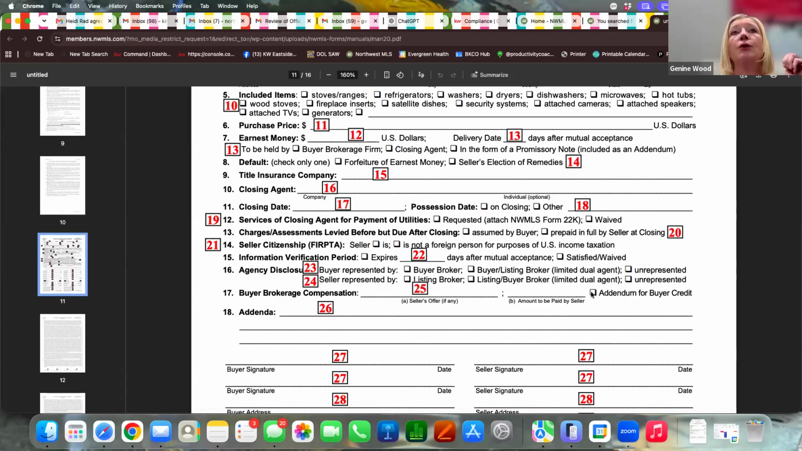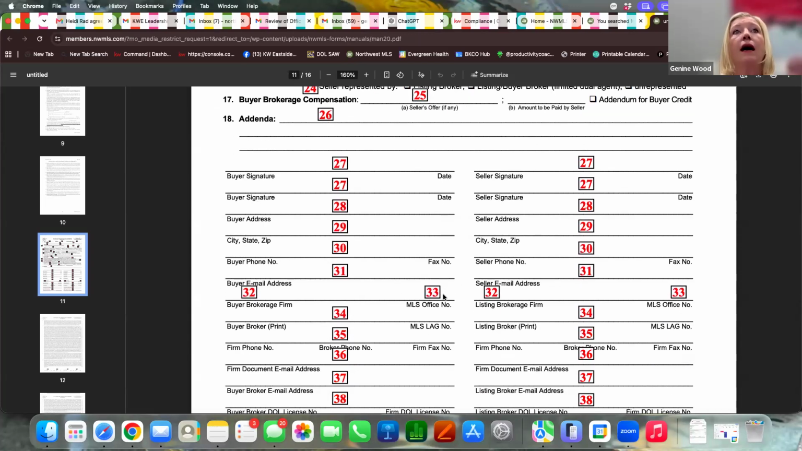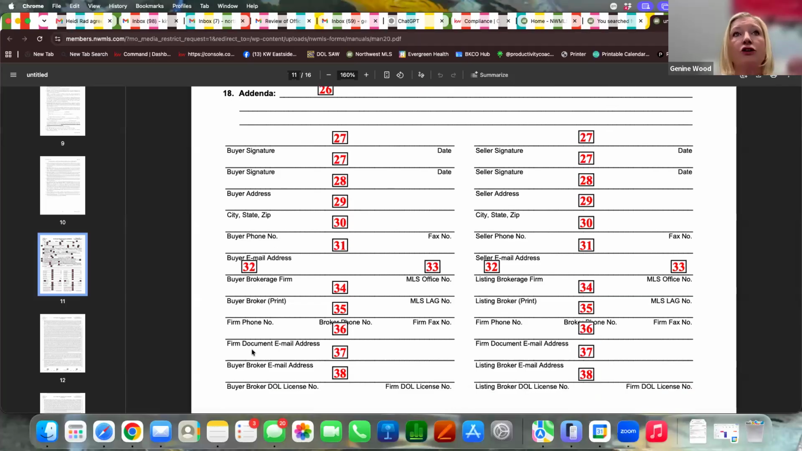So there's every scenario under the sun. Now, again, if you're going to go to other MLS systems, this will not be filled in because they are not allowed to disclose it based on NAR rules and regulations.